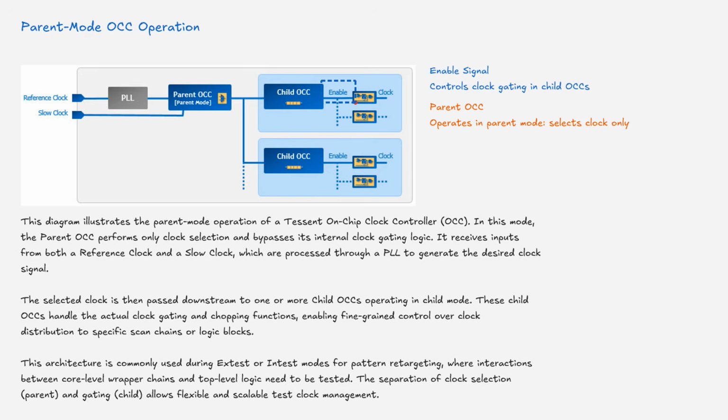These child on-chip clock controllers handle the actual clock gating and chopping functions, enabling fine-grained control over clock distribution to specific scan chains or logic blocks. This architecture is commonly used during external test or internal test modes for pattern retargeting, where interactions between core-level wrapper chains and top-level logic need to be tested. The separation of clock selection, parent, and gating, child, allows flexible and scalable test clock management.